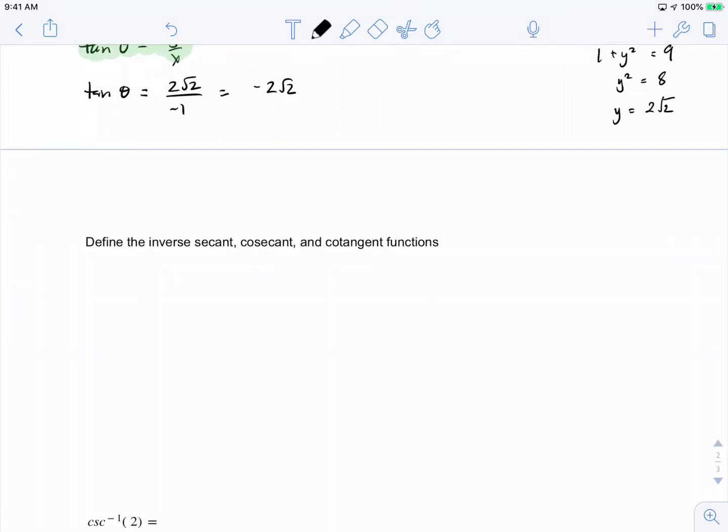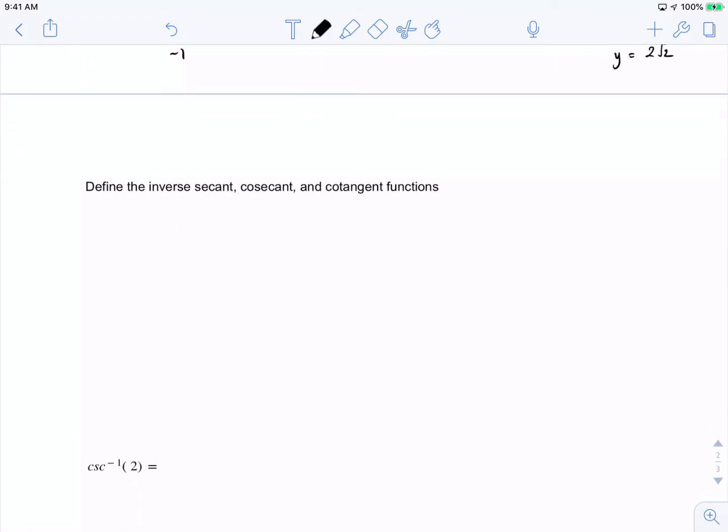Now, we need to remember there's some rules that we're going to have for secant, cosecant, and tangent. First with secant, it's secant inverse of x. That means x is equal to secant of y, where the absolute value of x is greater than or equal to 1. And our y is going to be between 0 and pi, but y cannot be pi over 2. That's a restriction that we have.